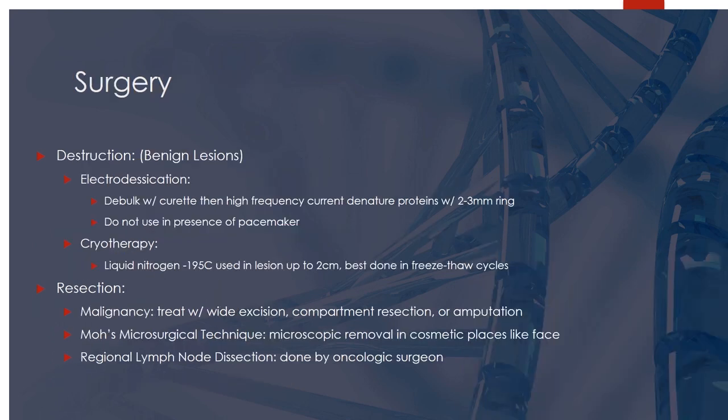So we're discussing surgery for these types of skin lesions. What do we do? You can have a destructive form, or you can resect it and excise the lesion. So destruction, we do this only for benign lesions. A good example for this would be a verruca.